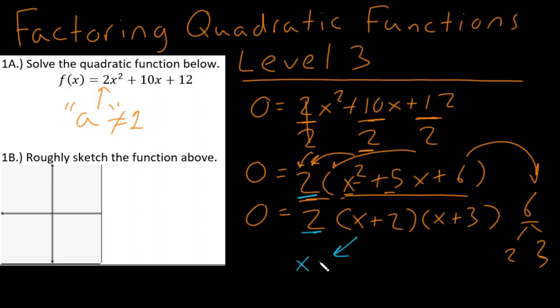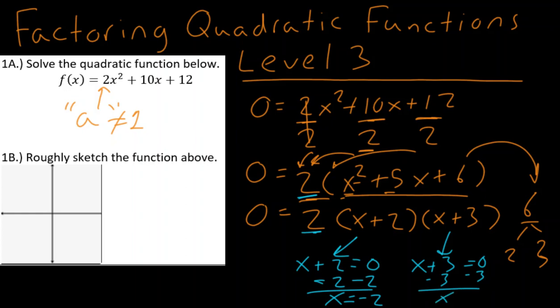And I just set my factors, x plus 2 equal to 0, and my other factor, x plus 3 equal to 0. How do I get rid of the plus 2? Well, minus 2, and I get x equals negative 2, and minus 3, and I get x equals negative 3. Easy. We go graph this the same way. We go to negative 1, 2, and here's negative 3.